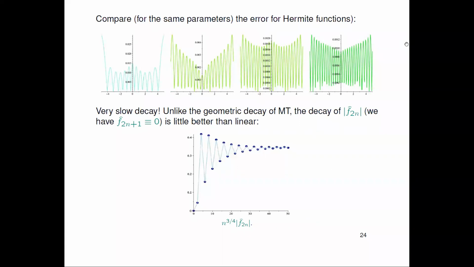Compare this to Hermite functions, the ones that all physicists are happy to use. And the convergence is incredibly slow. In the same setting, after the same number of points, we have an error of 0.0012. So 3 significant digits only, instead of 20 significant digits. And the decay is slightly better than linear. The coefficients decay like 1 over n to the power 4 over 3. Very, very slowly.